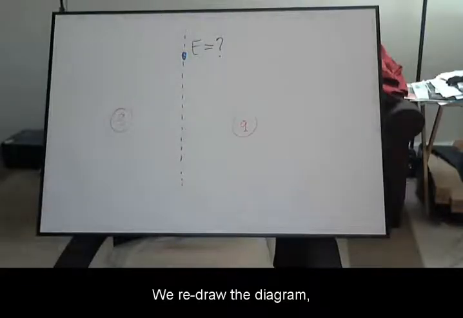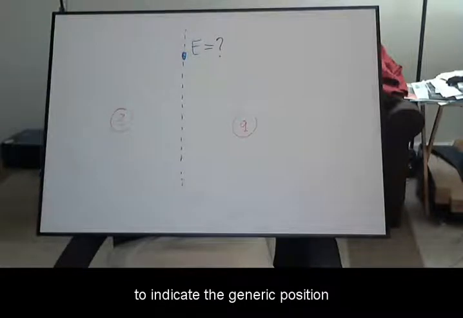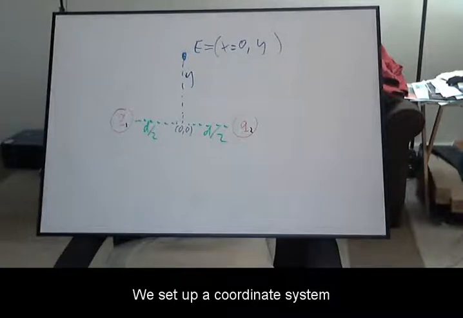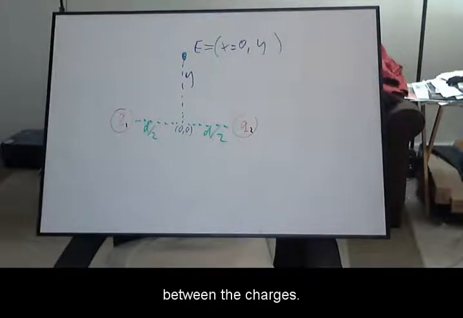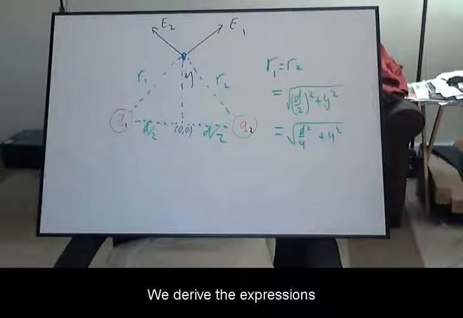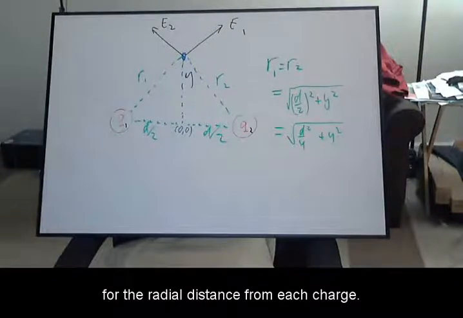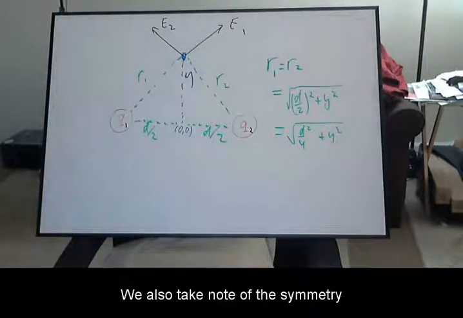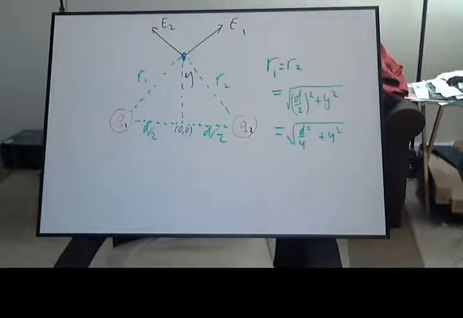We redraw the diagram to indicate the generic position where we want the electric field. We set up a coordinate system at the midpoint between the charges. We draw in the electric field vectors due to each charge. We derive the expressions for the radial distance from each charge. We also take note of the symmetry of the setup.